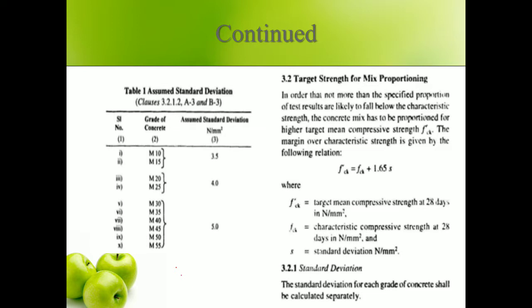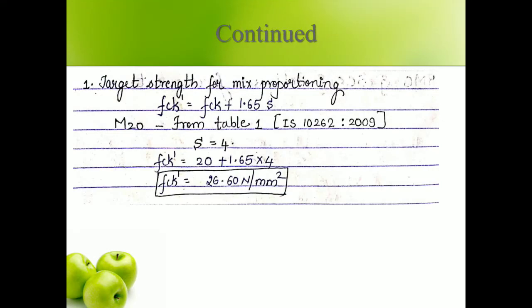This S value we get depending upon the grade of concrete from table number 1. Now we have a grade of concrete as M20, so our standard deviation will be 4, because for M20 and M25 it is 4. So the target strength will be 20 plus 1.65 into 4, so our target strength is 26.60 Newton per mm square. Characteristic strength is 20, but our target for mix design is 26.60 Newton per mm square.